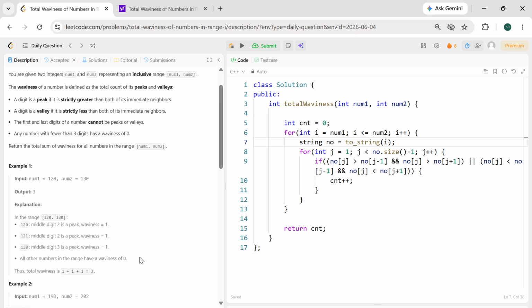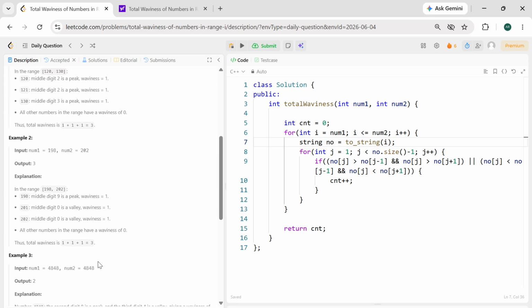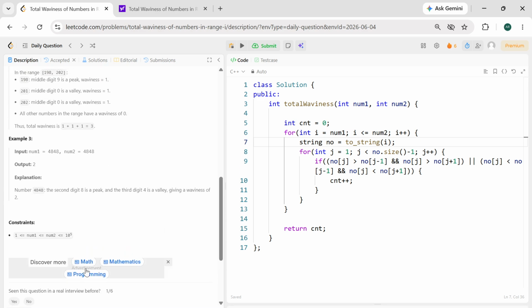So how can we solve it? First we will look at the constraints. The constraints are pretty small, 10 to the power 5. So you can apply the brute force approach and it would work, right? I have solved this problem using brute force only, and I'll walk through my code now. Here I start from nums1 to nums2, and I convert the number into a string so that it becomes easier to traverse.